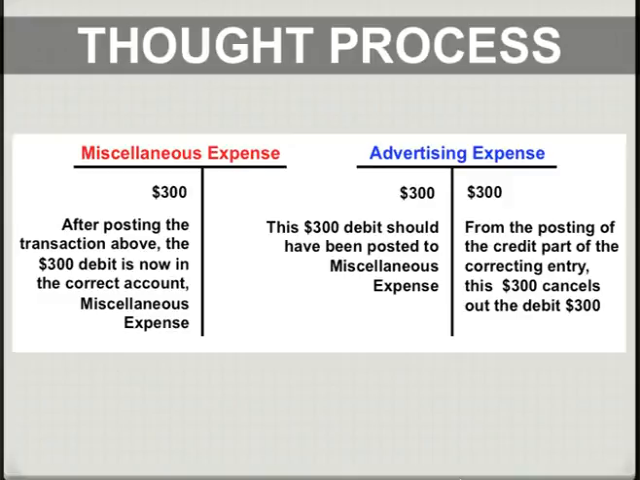Look at the T accounts we used to analyze the correcting entry and make sure you understand the logic for what just happened. In the miscellaneous expense account, we have a debit of $300. After posting the transaction, the $300 debit will now be in the correct account. In the advertising expense account, we have a debit of $300. This was the amount that should have been posted to miscellaneous expense. It was a mistake. To fix it, we used a credit of $300. This came from the posting of the credit part of the correcting entry. This $300 cancels out the mistaken debit.